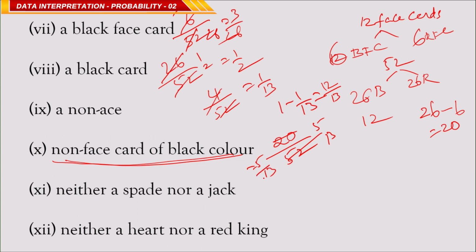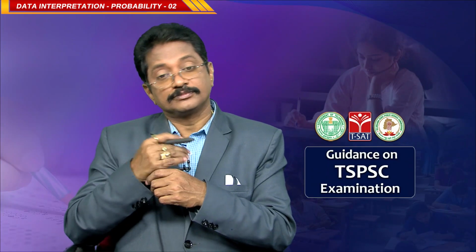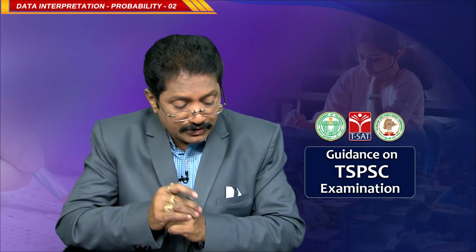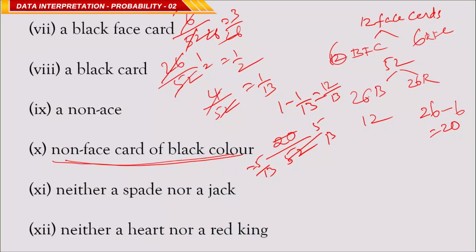Clear? Okay. Next, neither spade nor a jack. Neither spade nor a jack means it should not be a spade and not be a jack. So now, spade: how many spade cards are there? There are 13 spade cards. And jack: how many jack cards are there? Actually jacks are 4, but one is already counted in spades, so 3, which means 13 plus 3 is 16.